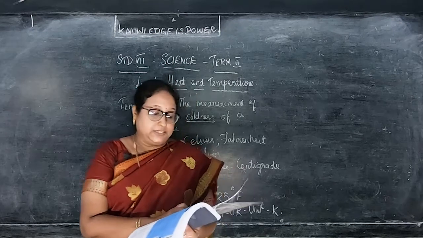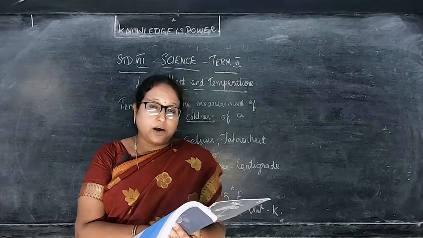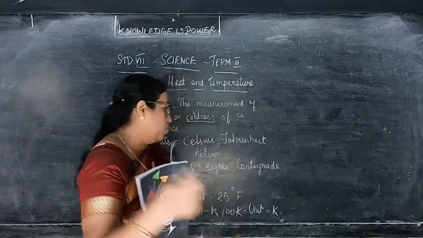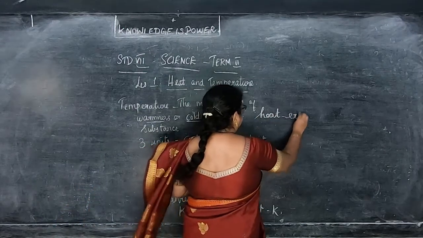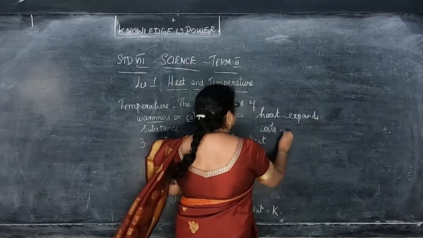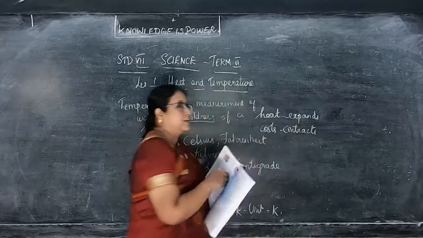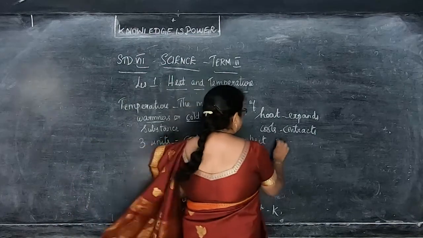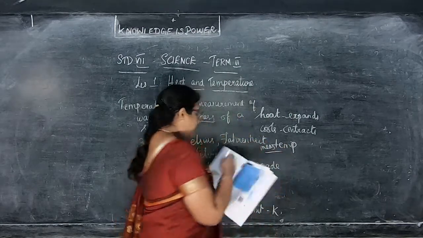Now in a thermometer, when a liquid gets heat, it expands, and when it's cooled down, it contracts. So when it's heated, it expands, and when it cools down, it contracts. Okay, children, so when it's heated, it expands, and when it cools down, it contracts. This is used to measure temperature.